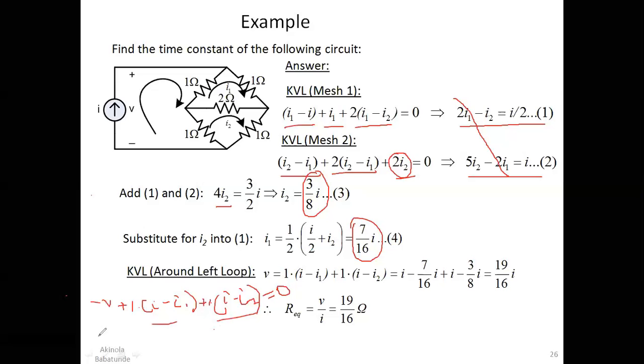If you rearrange, it simply means your V, if you take V to the other side, will be equal to I minus I1 plus I minus I2. That is what your V will be. So your V will just be 2I minus I1 minus I2, that would be our voltage, all right?